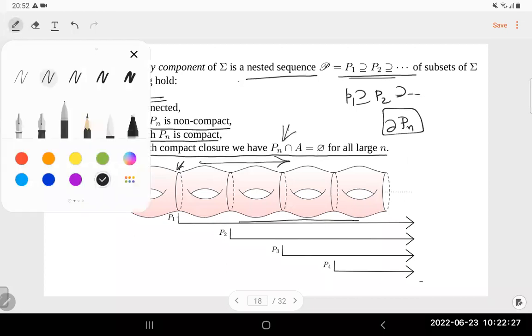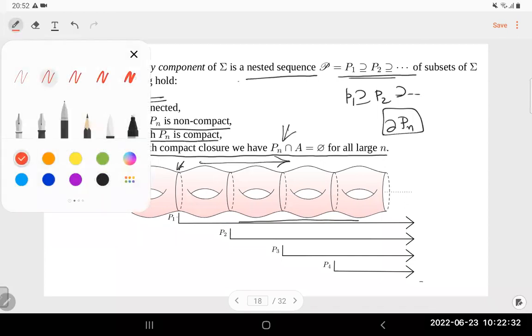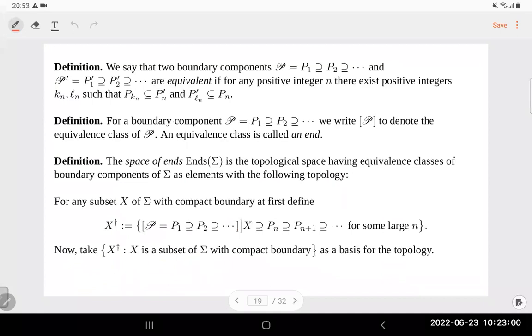Here is another example of a boundary component. You can consider the complex plane, and Pn is defined as Z belonging to C such that mod Z is greater than or equal to n. So this is another nested sequence of subsets of the complex plane such that open, connected, closure, and so on, hold.